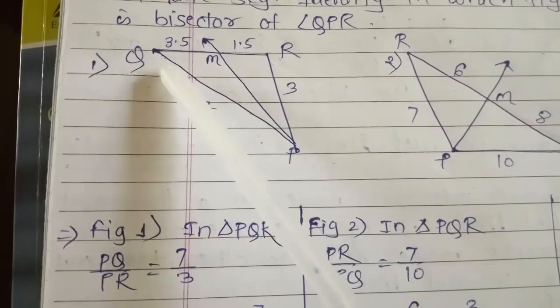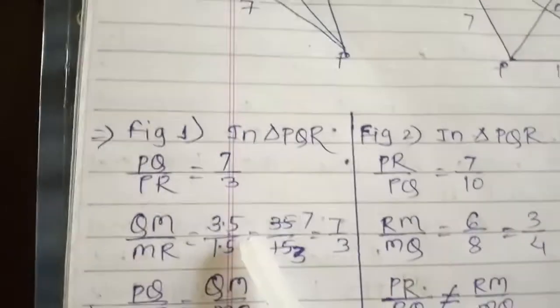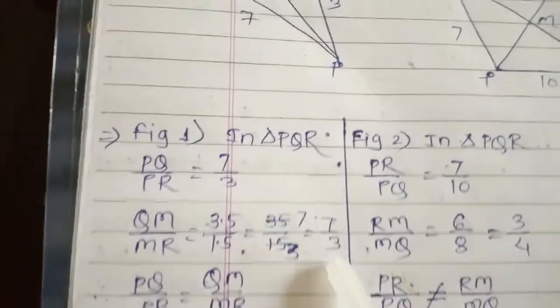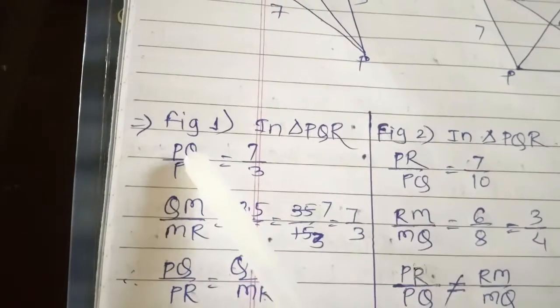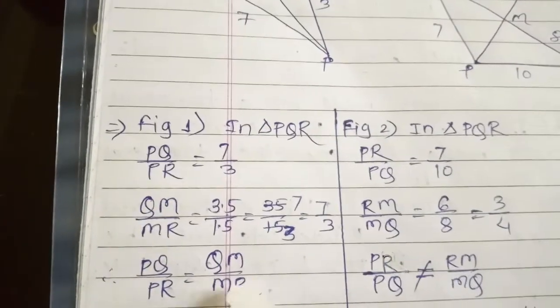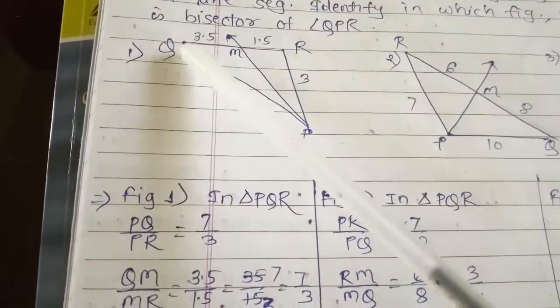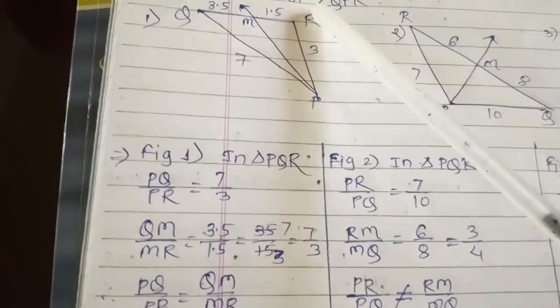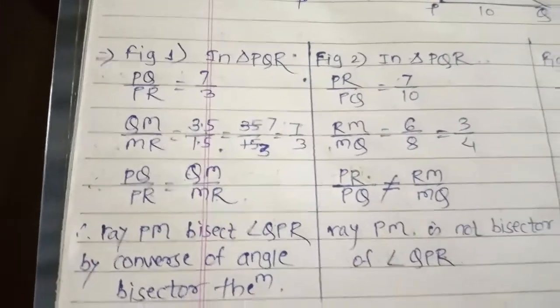Since we took PQ first, here we have to take QM upon MR. So we get 3.5 upon 1.5. By solving we get 7/3. Since these two answers are the same, PQ upon PR is equal to QM upon MR. Since these ratios are the same, the ray PM is the bisector of angle QPR. The reason is the converse of the angle bisector property, or angle bisector theorem.